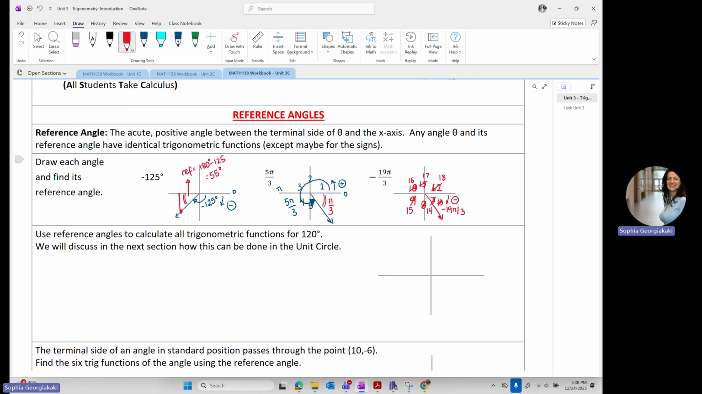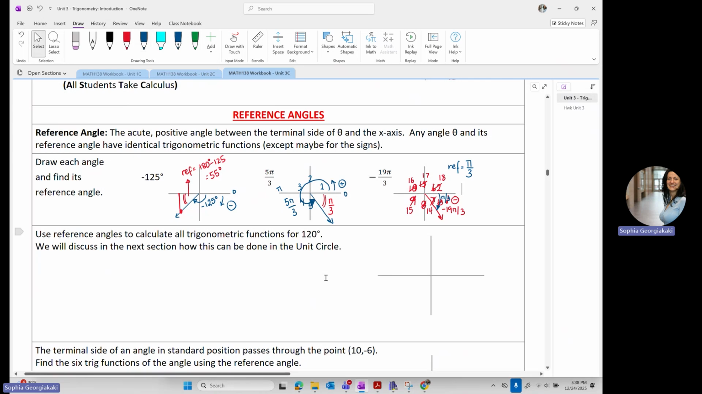To generate that from the x-axis, I just moved 60 degrees. So the reference angle is again pi over 3. And again, I would expect the cosine to have the same value and be positive, but the sine and the tangent to be negative for negative 19 pi over 3 versus positive pi over 3.